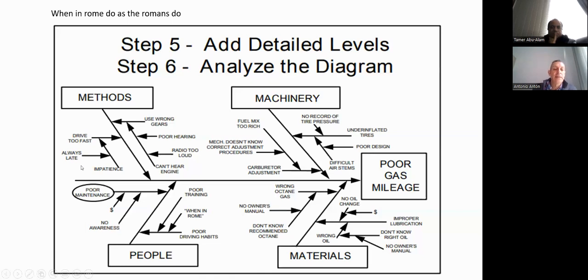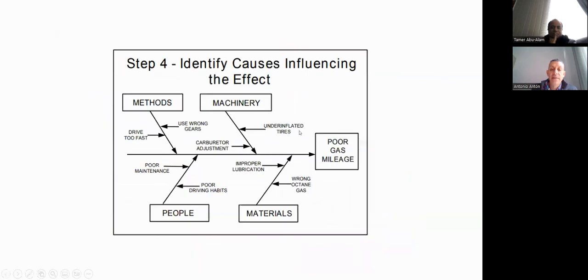Then the idea is to know exactly the different subcauses. One subcause is always being late, because I'm very impatient. So try to think about different causes and subcauses. The same with the machinery, for instance, underinflated tires or carburetor.